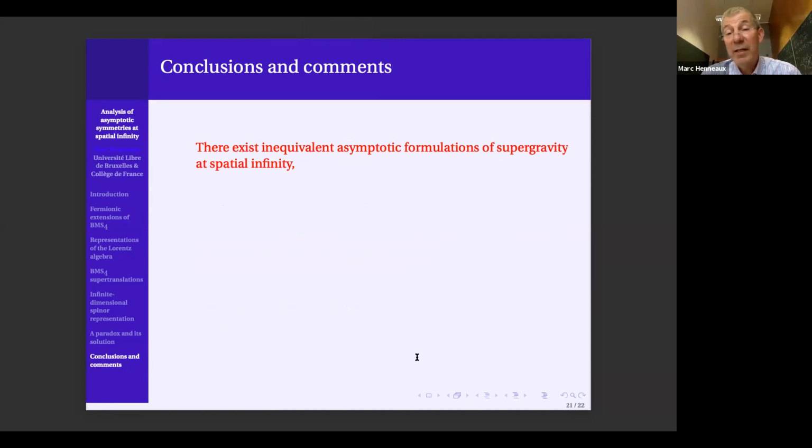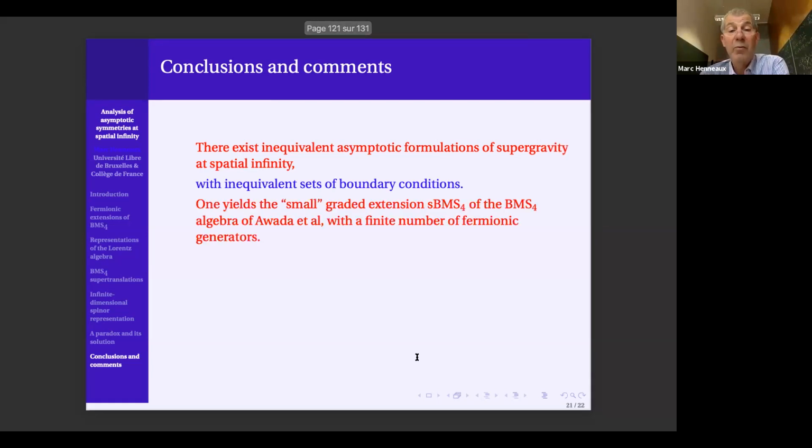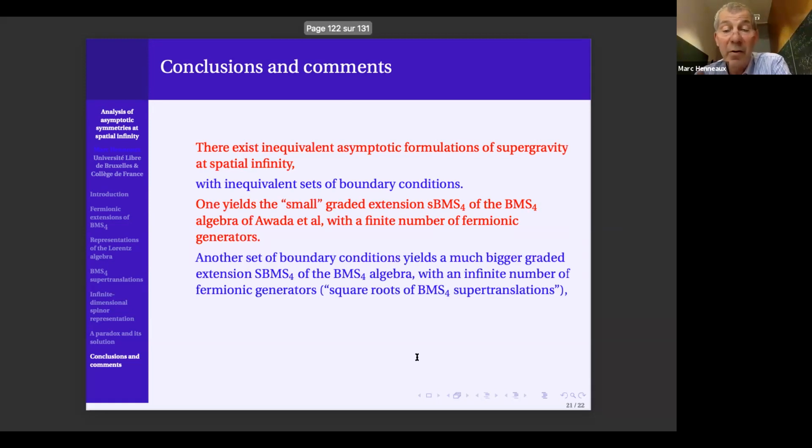As always, we can invent different asymptotic behavior for any Lagrangian, in particular at spatial infinity, that would define a consistent theory. And in the case of supergravity, there are many inequivalent ways to define the asymptotic behavior of the field. One leads to a small super BMS4 algebra, and the other leads to a big super BMS4 algebra, with an infinite number of fermionic generators.